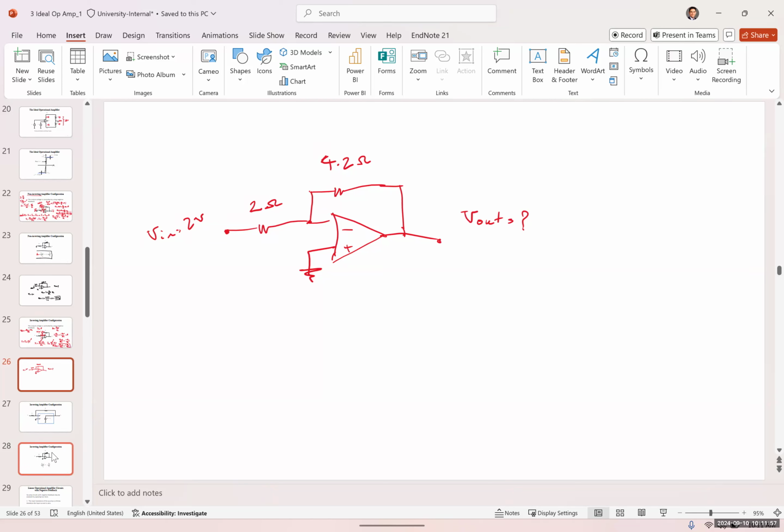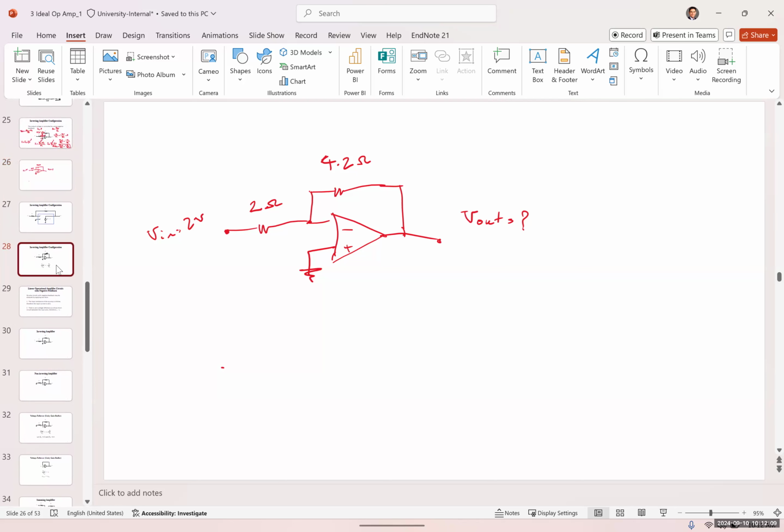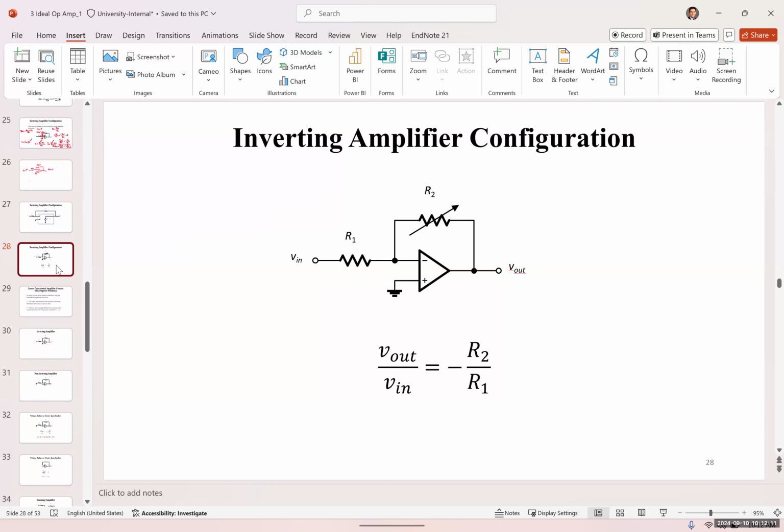So for an inverting amplifier, V out over Vn, this is the equation, is negative R2 over R1, or AV.